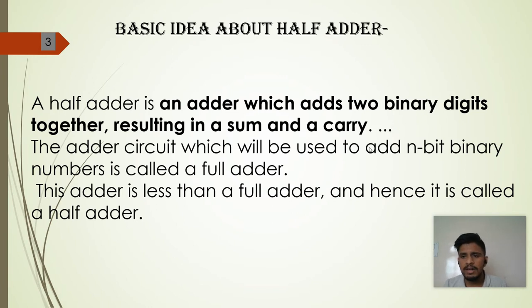So basically, a half adder is used for operations with two inputs. We can name the two inputs x and y, and after processing these two inputs we get the output as sum and carry. The adder circuit which will be used to add n bit binary numbers is called a full adder. And the half adder is less than a full adder, and hence it is known as a half adder.